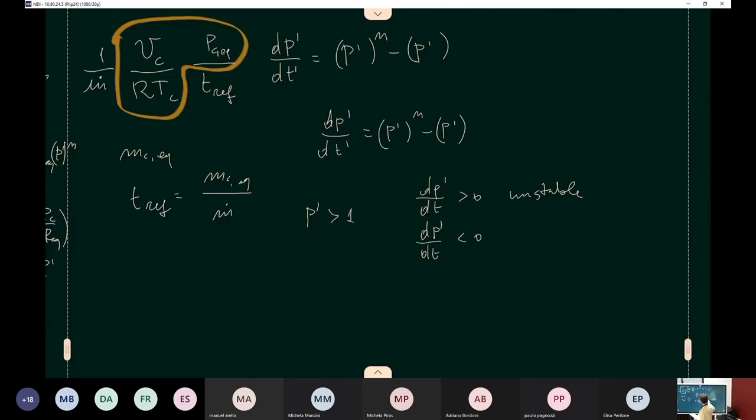So let's see when we have that this dP prime/dt is greater than zero. To be greater than zero, it should be P prime to the power n greater than P prime, or P prime to the n minus 1 greater than 1. Or we can see with the logarithm that this happens if n minus 1 times the logarithm of P prime should be greater than 0.